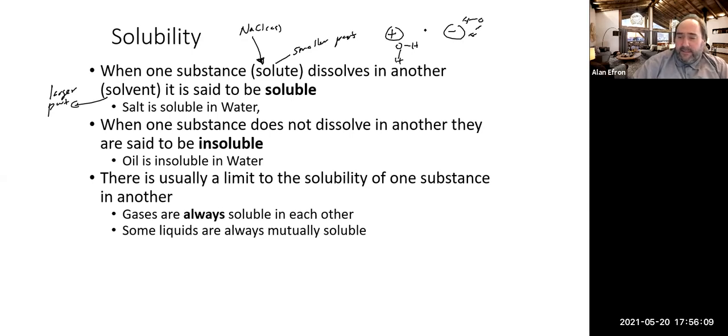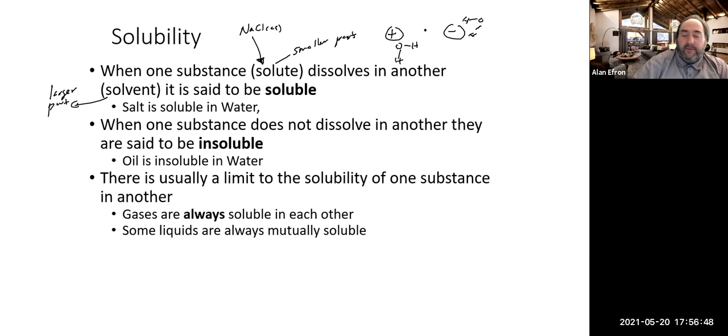When we have one substance that really doesn't dissolve in another, it's again said to be insoluble. Oil is insoluble in water. And a lot of times, when we talked about miscibility and immiscibility and soluble and insoluble, miscible and immiscible, like we talked about at the beginning, are usually terms used when we're talking about a liquid and liquid mixing, or a solution and solution mixing. When we talk about a solid and a liquid mixing, a lot of times we refer to it as being soluble or insoluble. So that's the little distinction between those two terms.